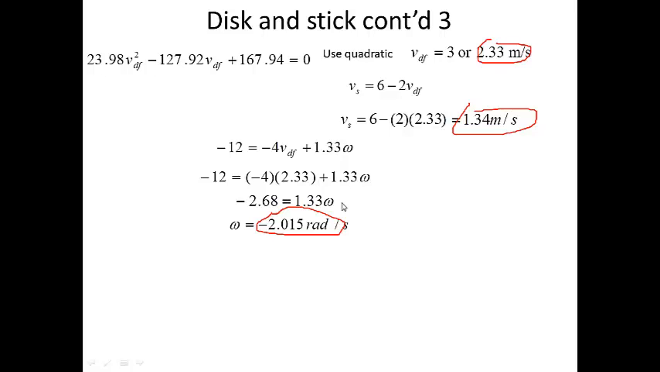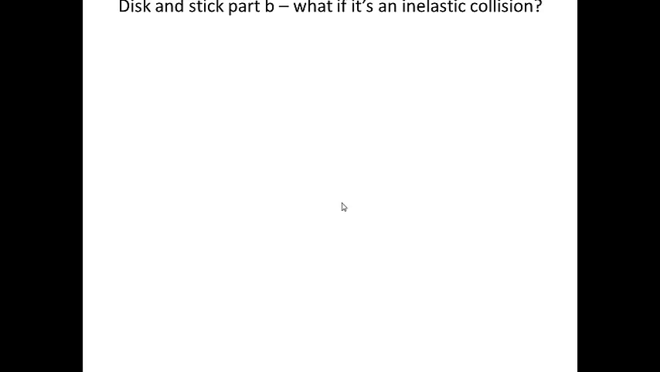Okay, well, the fun isn't over yet, kids. We still have part B to do. So part B asks, what if it's an inelastic collision? So that would mean kinetic energy is not conserved.